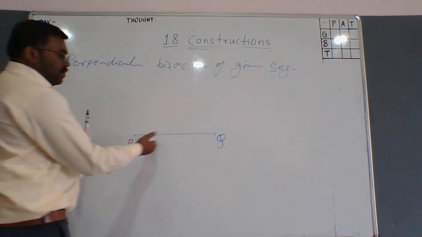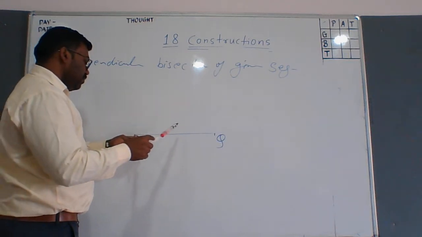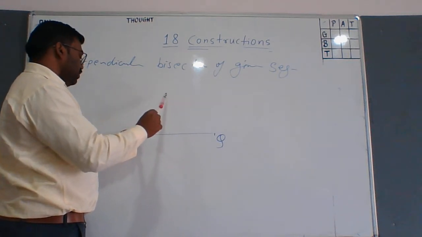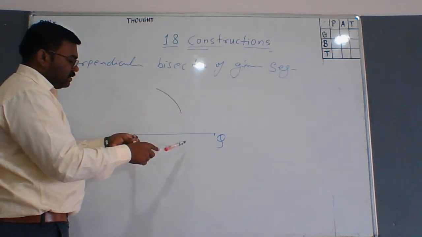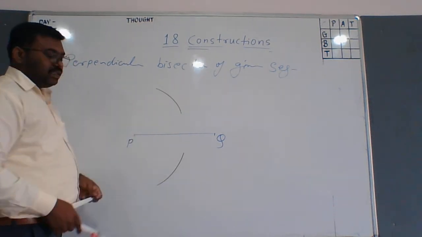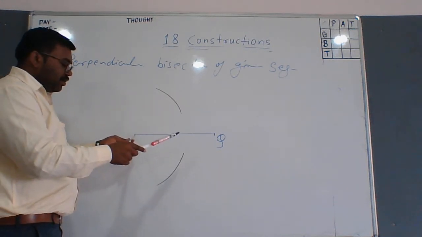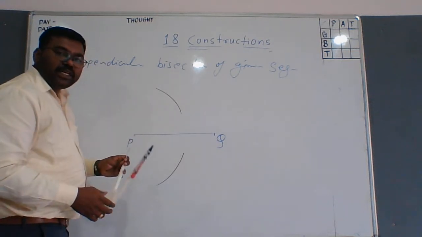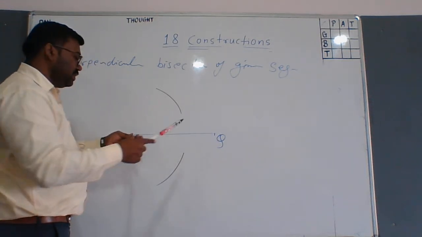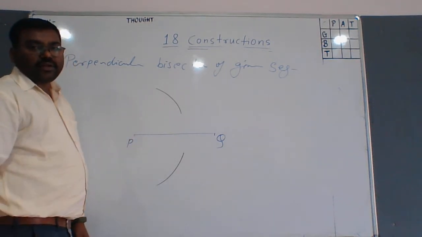Now to draw the perpendicular bisector of this PQ, take more than half the distance of PQ, draw the first arc in the upward direction and draw the second arc in the downward direction. Understood what we have done? Put the pointer on P, take more than half of this PQ distance. We will take more than half of the PQ distance in our compass. Upward and downward, the two arcs are drawn.